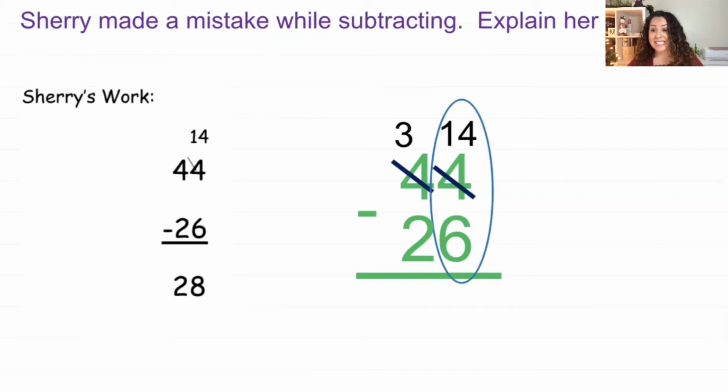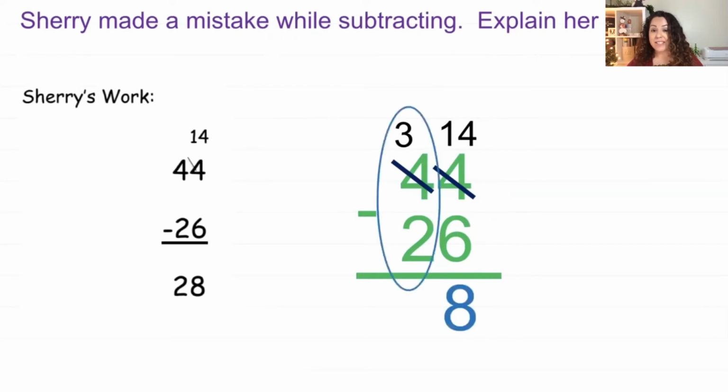What is 14 take away 6? If you said it was 8, you're right. So now I have to focus on the tens. So I have 3 tens take away 2 tens, and that equals 1. So my answer is 18. So let's go ahead and look and see what Sherry got. Sherry got 28, and I got 18.